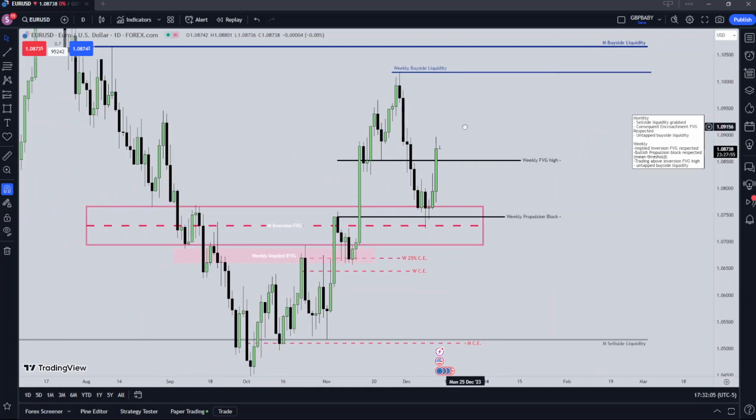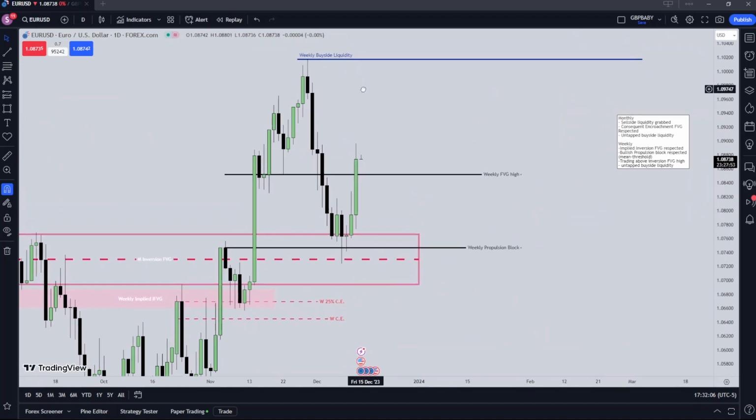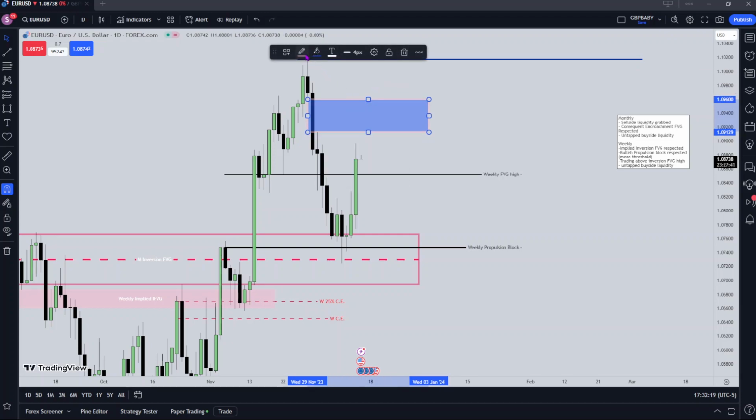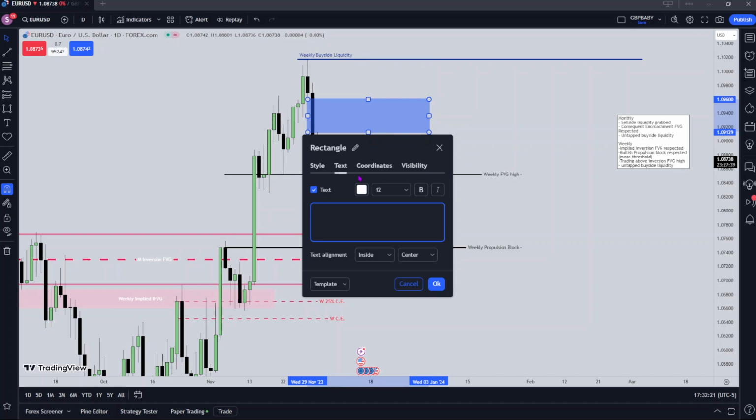And what do we see on the daily? Do we see any targets? Well, obviously we have the weekly buy side liquidity, but first we have this beautiful fair value gap that we're likely going to want to trade into with this bearish order block as well. So what I'm going to do is I'm going to draw this out as our target of the daily. So this is a daily fair value gap that price is going to want to fill to deliver efficiently. So we've got daily fair value gap.